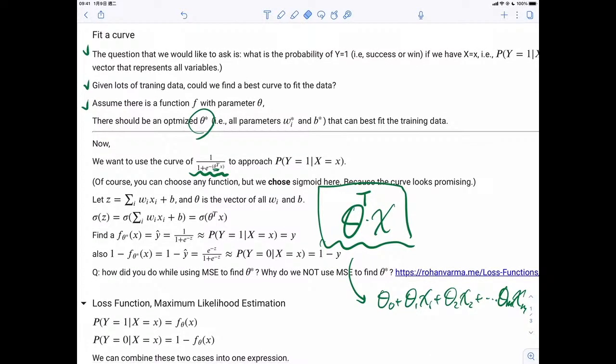So basically, we would like to find the curve. The curve has a best parameter called theta star, which is right here.